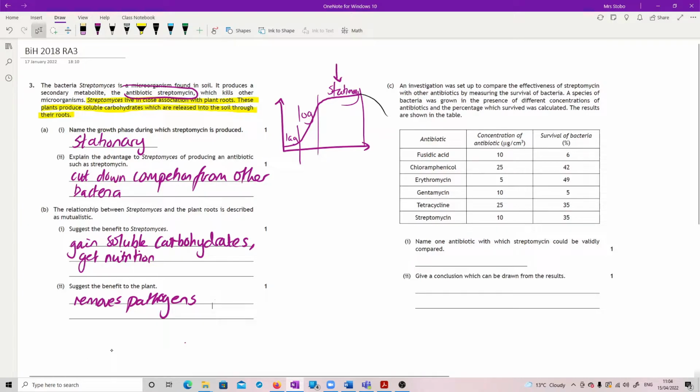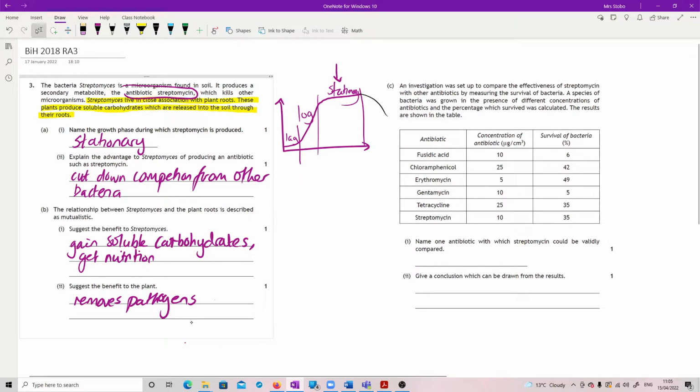Okay, part C. An investigation was set up to compare the effectiveness of streptomycin with other antibiotics by measuring the survival of bacteria. A species of bacteria was grown in the presence of different concentrations of antibiotics, and the percentage which survived was calculated. Results are shown in the table. We've got a whole pile of antibiotics here, and I'm hoping even before we get to the question, you're looking at that and going, well, that's a bit dodgy, because they're at different concentrations. And then you've got the survival of the bacteria.